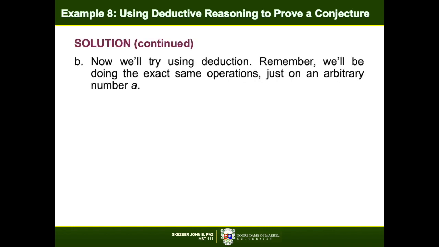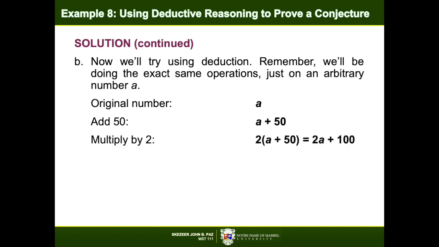Now, solution for letter B by using deduction. Remember, we'll be doing the exact same operations, just on an arbitrary number A. Again, number A is an arbitrary number, and it can represent all the possible numbers. So our original number is A. We add 50, that becomes A plus 50. We multiply it by 2, that becomes 2A plus 100.